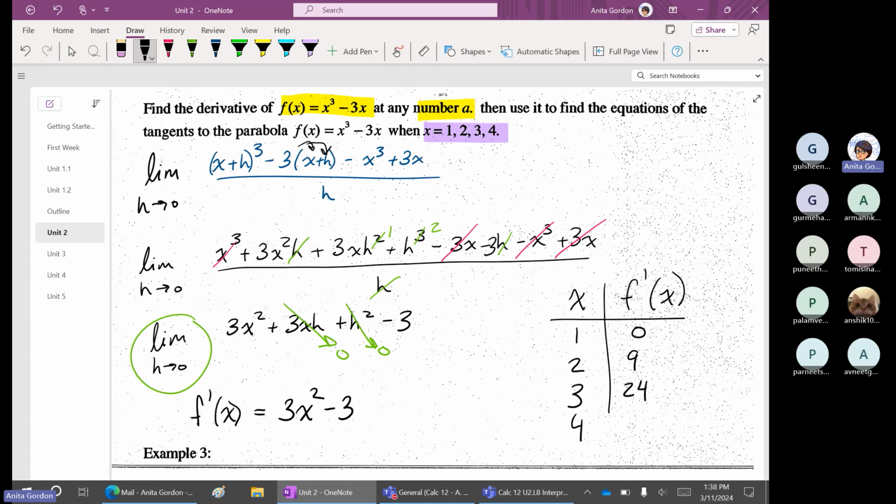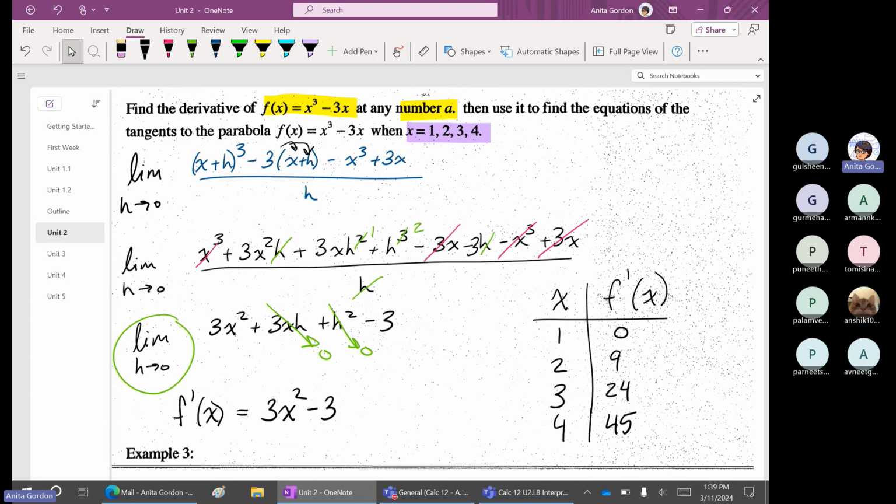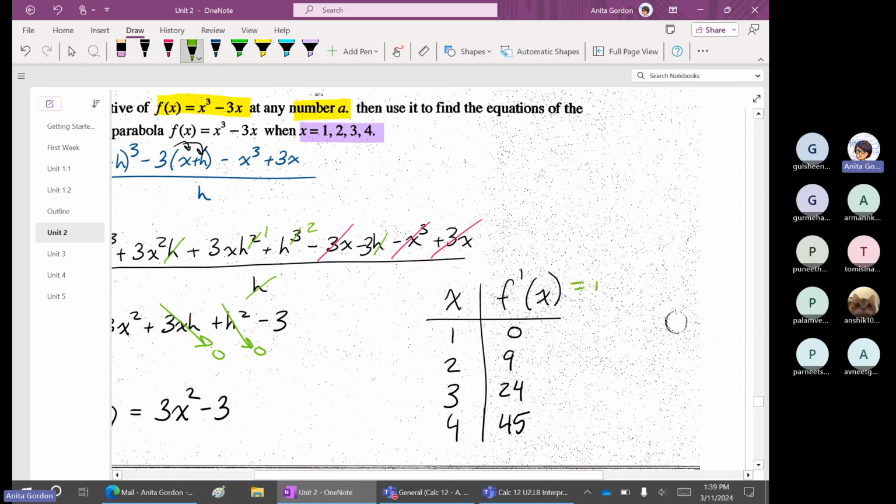Now it's getting trickier. 16 times 3 is what? Mental math. 48 minus 3? 45. Beautiful. Okay, so now we know the slope at each of those points. So this represents the slope of the tangent line at f of x, whatever the key points I need.